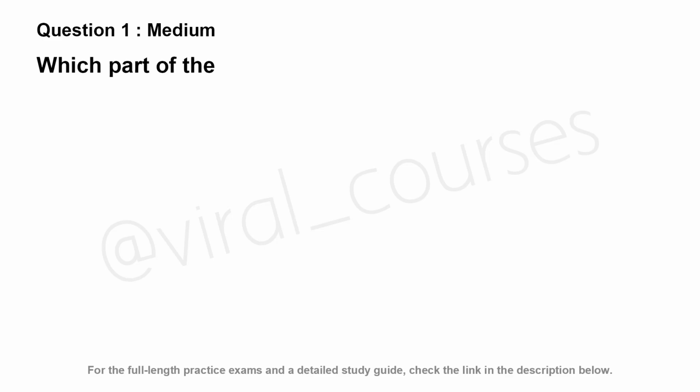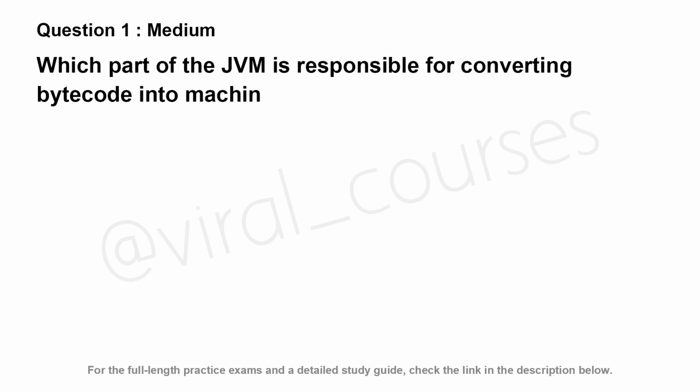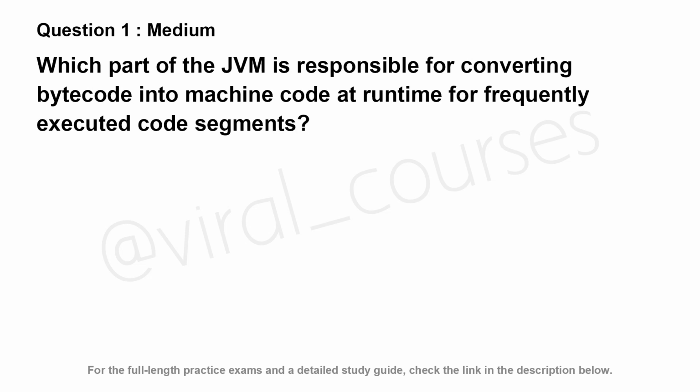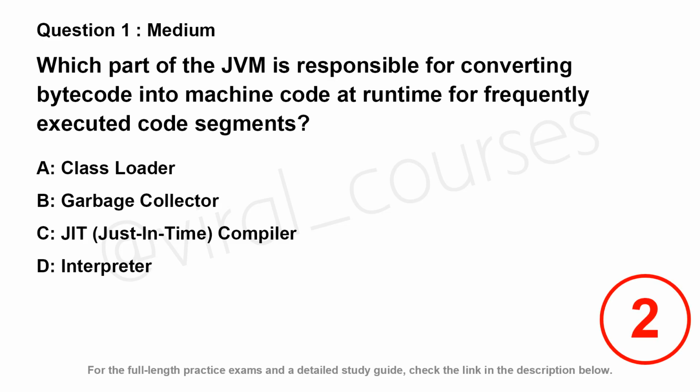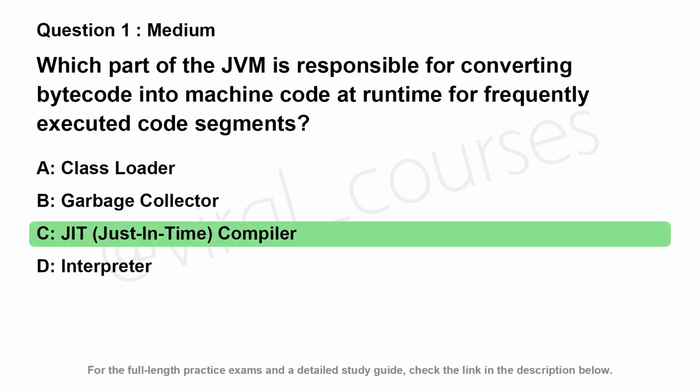Which part of the JVM is responsible for converting bytecode into machine code at runtime for frequently executed code segments? Option A, class loader. Option B, garbage collector. Option C, JIT, just-in-time compiler. Option D, interpreter. The correct answer is C.